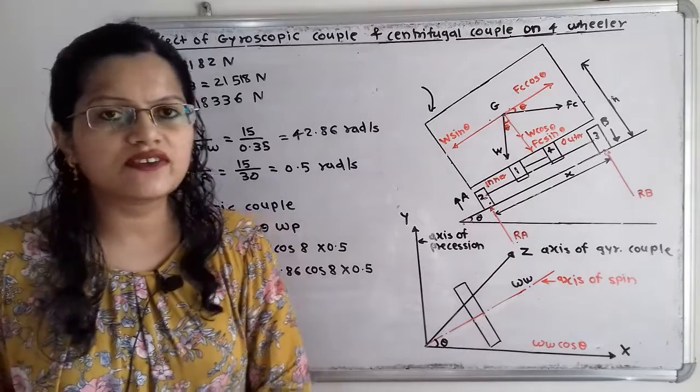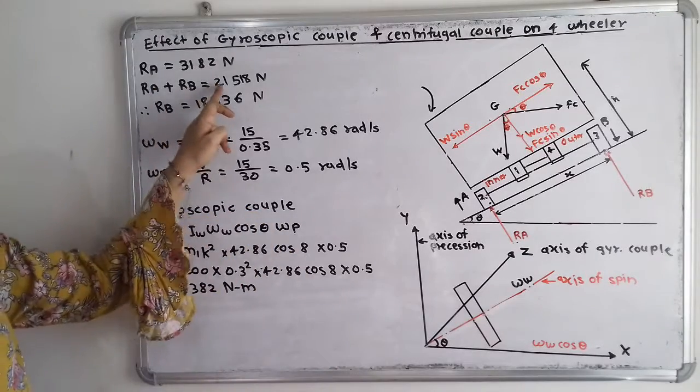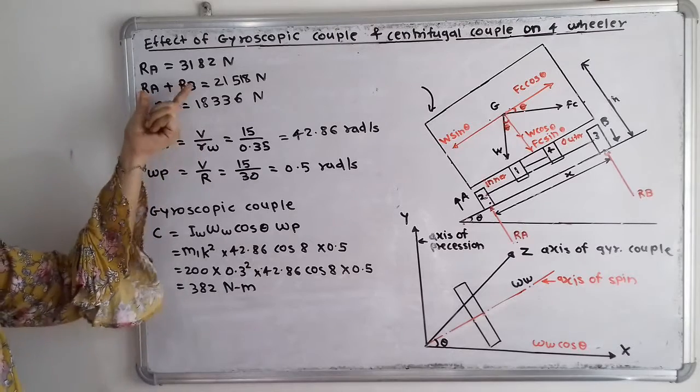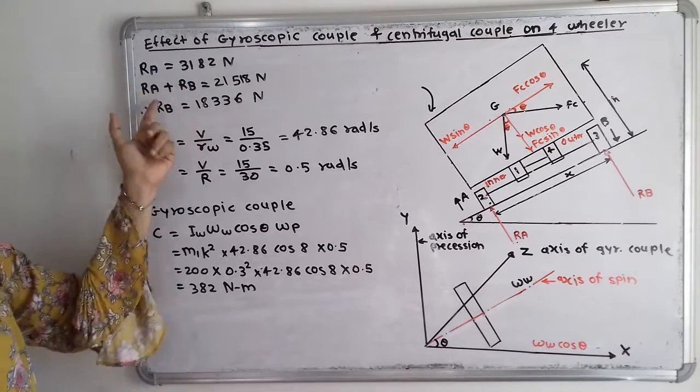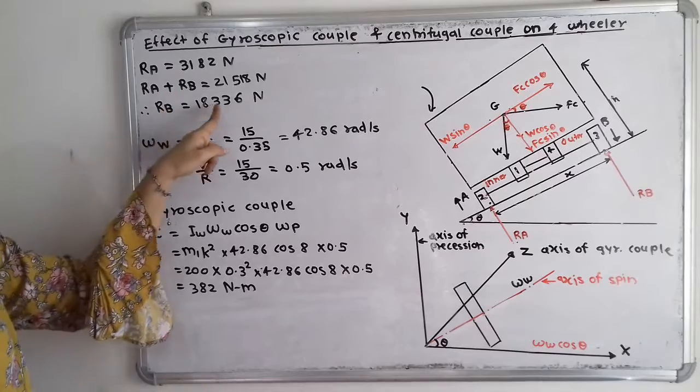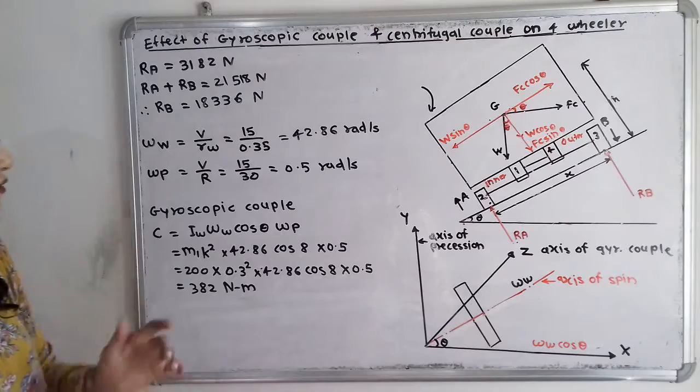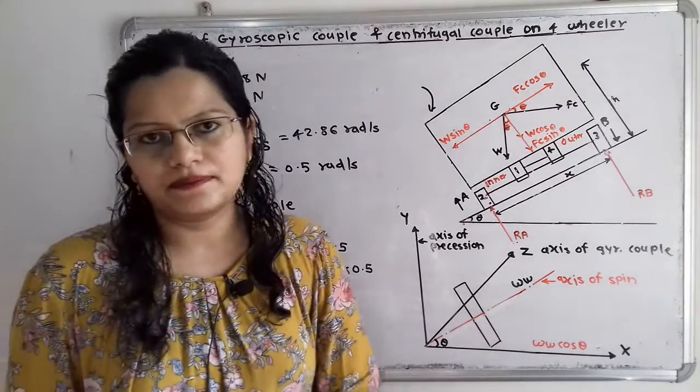So we know that what is the value of Ra plus Rb? 21,518 Newton, and that's why Rb is equal to Ra plus Rb minus Ra, which is equal to 18,336 Newton. Now we will move to the calculation of gyroscopic couple.